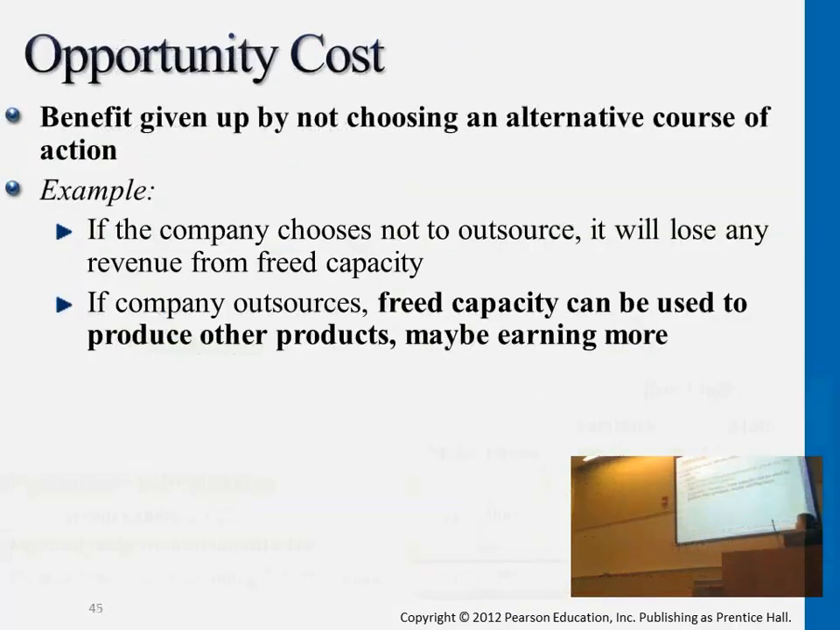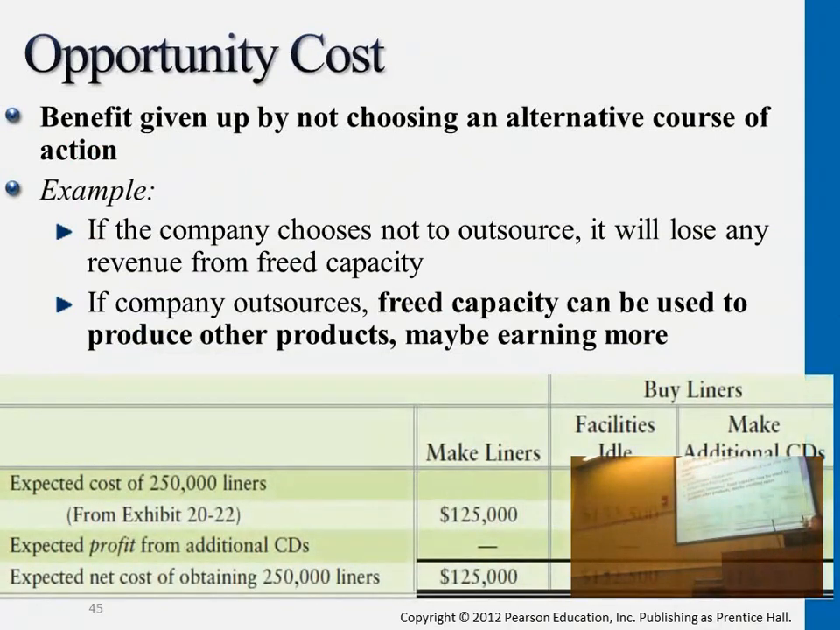But what if we can actually get something out of the free space? Then we're also giving up this, for example, $18,000 of profit if we're able to use that idle machine to produce something else. So altogether, the real cost for outsourcing is not just the money that we're paying, not just the fixed cost, but also the profit that we may be able to get from that capacity, the remaining idle capacity.